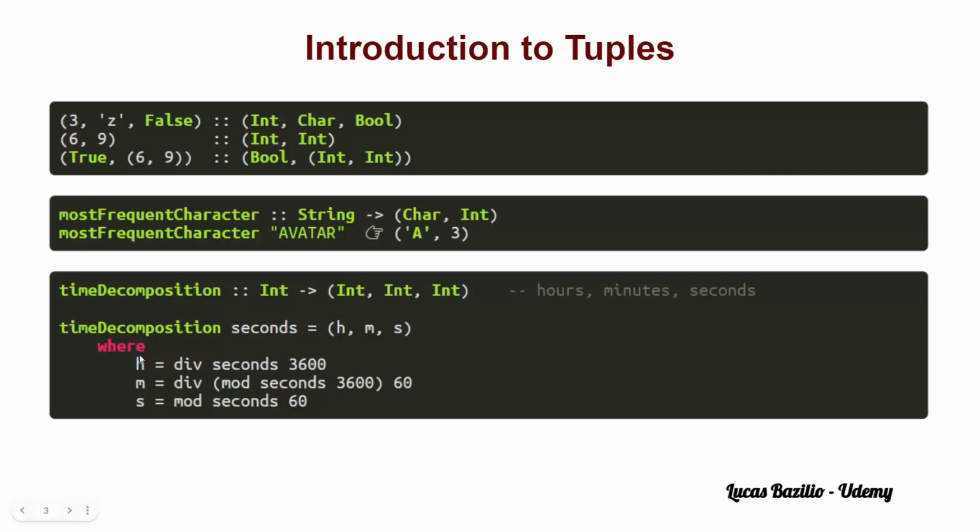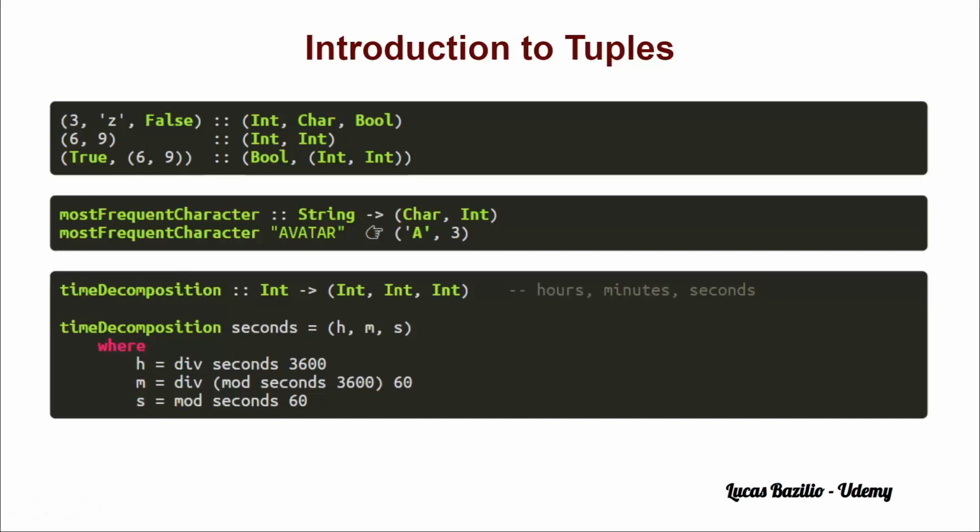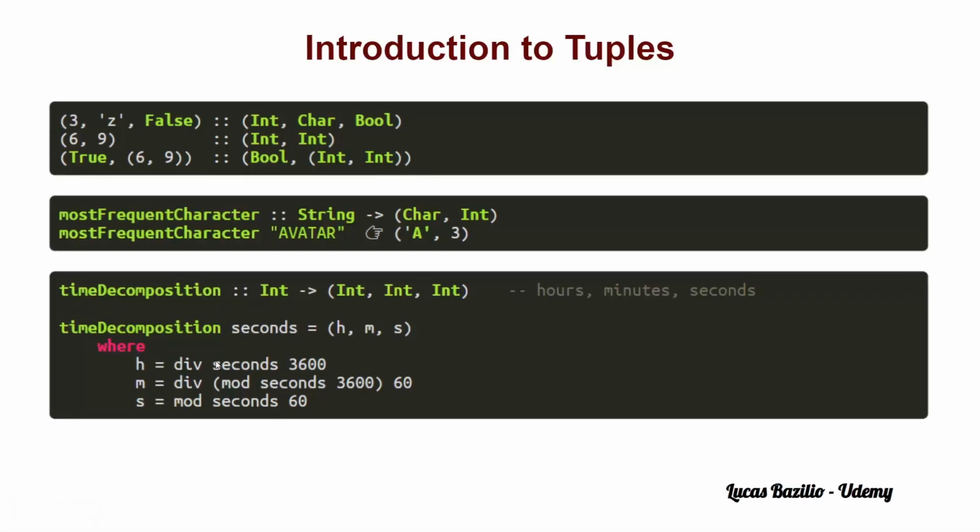So here we are using the where directive. We see that each of these values, h, m, and s, are defined inside the where construction. As we see, we compute h to be the number of hours that we have within this number of seconds. So h is the integer number of hours that we have in this number of seconds. So we basically make the integer division of the number of seconds by 3600, which is the number of seconds that we have in 1 hour. So with this, we have that h is the integer value of the number of hours.